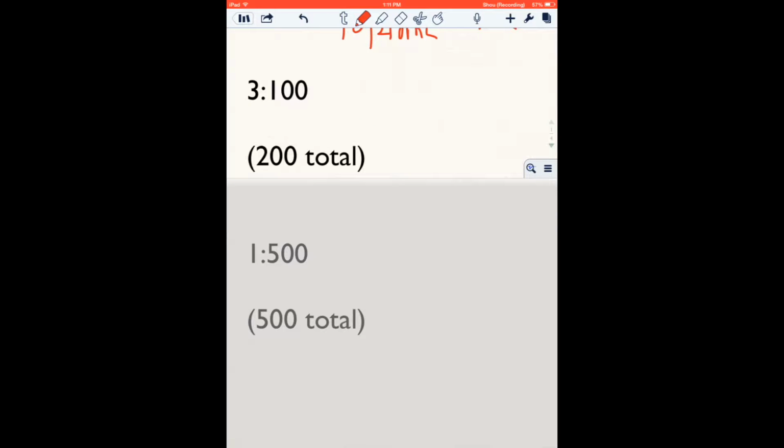Another common dilution factor is 3 to 100. This is a bit more common for flow cytometry than other techniques. It follows the same general idea, it's just a bit different. In the case of 3 to 100, let's say that we wanted 100 mils of total solution. In this case, we would take 3 mils of our concentrated stock, and we would dilute it in 97 mils of whatever solvent we were using.